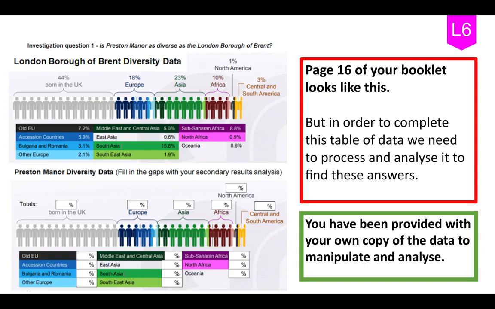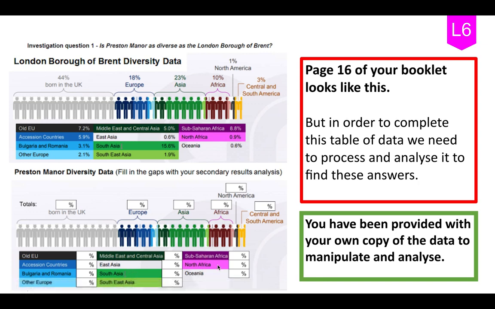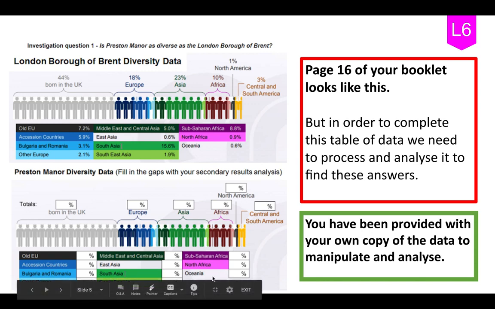Now, this is where you're going to show the results of the data we're analysing today. But to be able to fill in this bottom bit here, where you know the percentage of people in Preston Manor that have come from the European Union and different categories of the European Union, who have come from the Middle East, who have come from South Asian countries or North African countries, we actually have to really start with the original data.